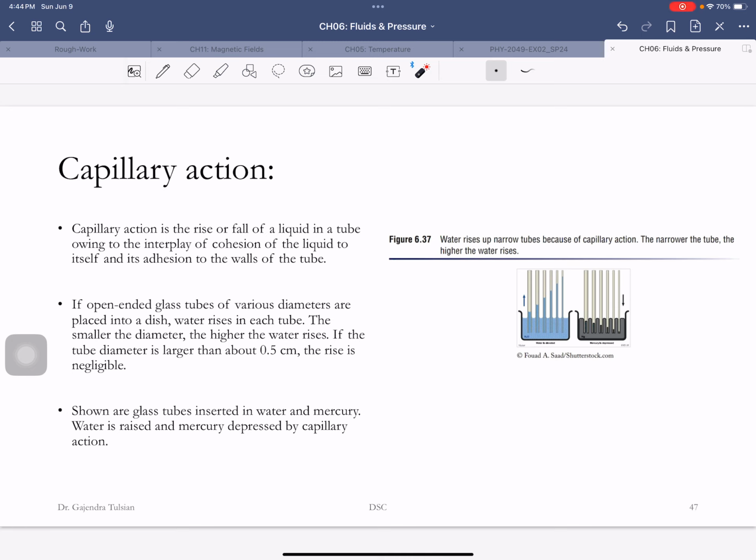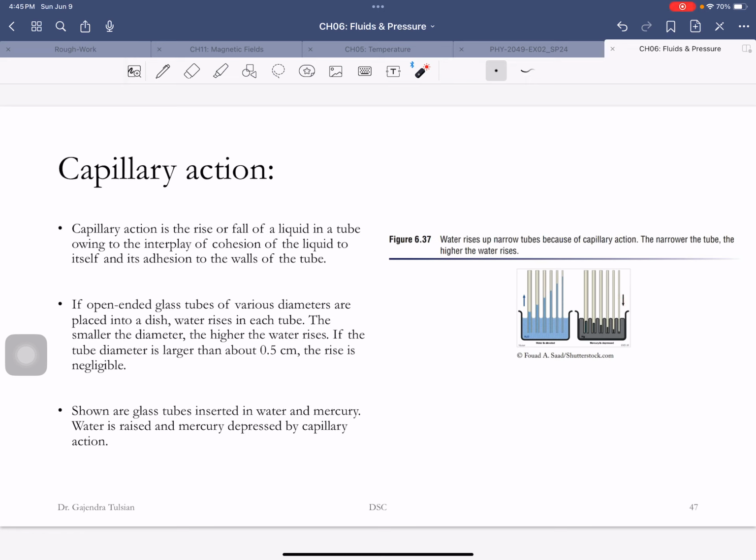So now we'll talk about capillary action. You see, here's a dish containing water, and if you use capillary tubes, the thinner the tube, the higher the water rises. Water rises in this tube, and if you do the same experiment with mercury, the mercury level decreases. It turns out that for water, the adhesive forces are large compared to the cohesive forces, and for mercury, the cohesive forces are much larger than the adhesive forces.